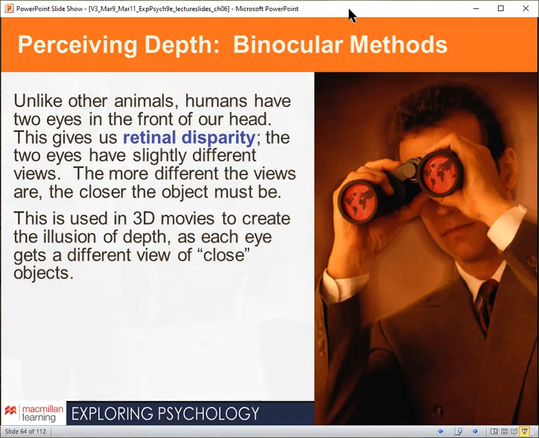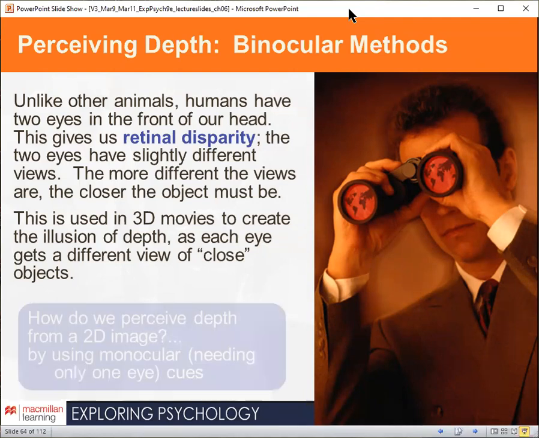This is used in 3D movies to create the illusion of depth, as each eye gets a different view of, quote, close objects. And so what they do sometimes is they'll give you glasses that will sort of shift your view, aiding this retinal disparity, so that you get a little shift, and that gives your brain the information that says these things have some depth to them, that they are, for example, further away.